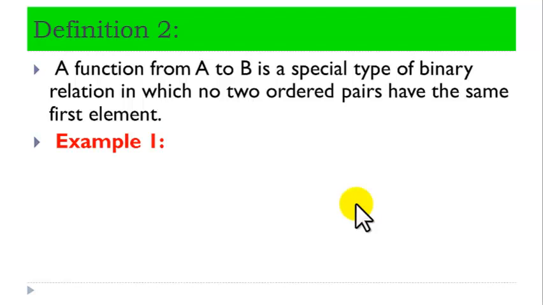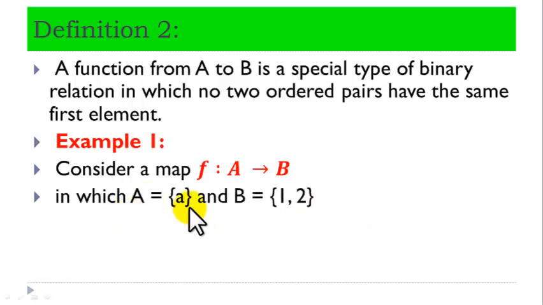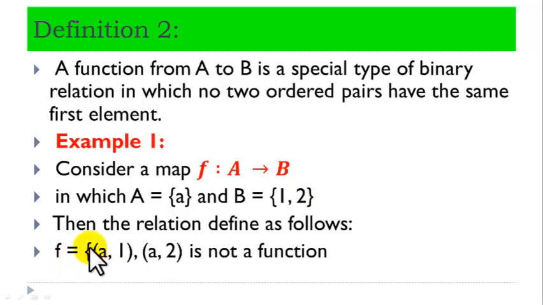Example 1. Consider a map f from A to B in which A is a set of element a and B is a set of elements 1, 2. Then the relation defined as follows: f equal to the set of pairs (a,1) and (a,2). This relation is not a function because, as we can see, these two pairs have the same first element, a.